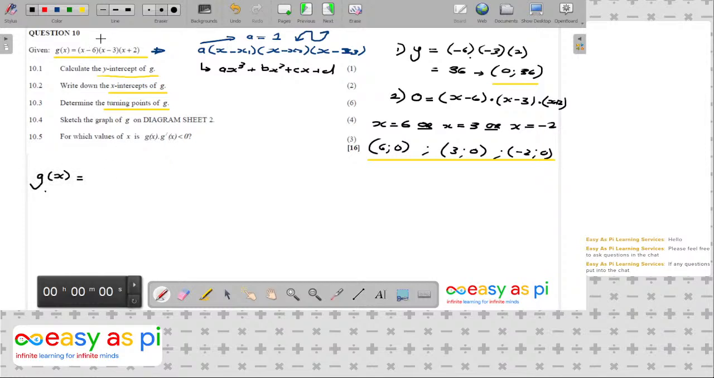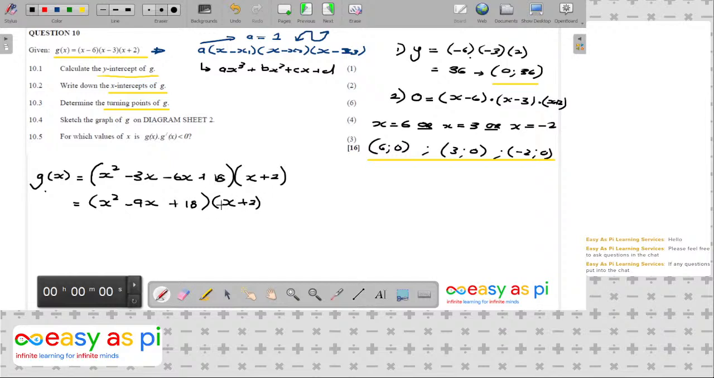So what I'm going to do is FOIL the first two, the first two in the bracket. So I go x times x is x squared. Outer, so minus 3x. Inner, which is minus 6x. And last, which is then 18. And then I multiply it by x plus 2. And then, of course, I do the distributive law, but let me simplify this first. So of course, this can then be x squared minus 3x minus 6x is minus 9x plus 18. And then x plus 2.